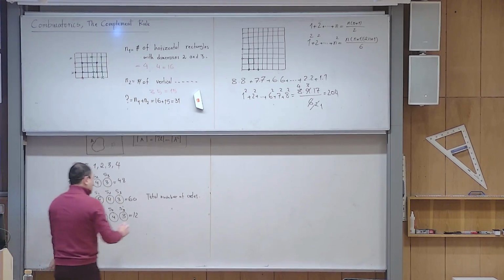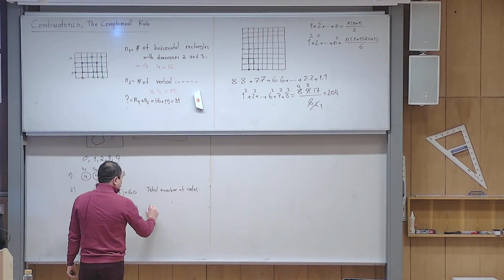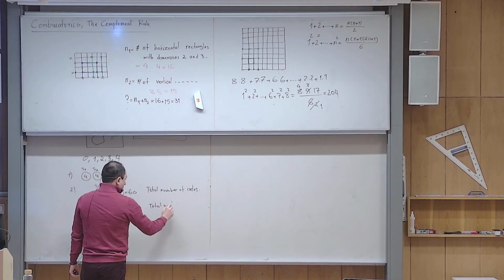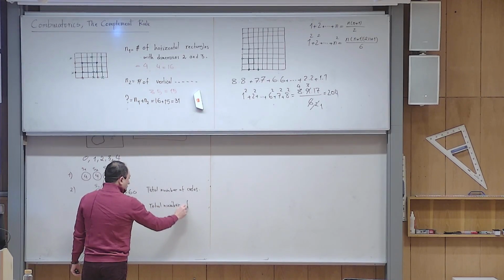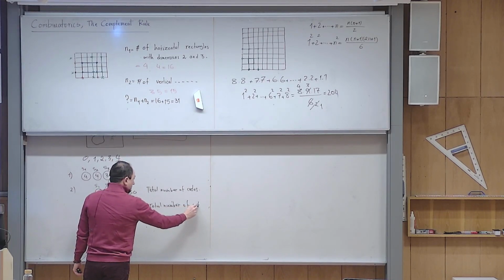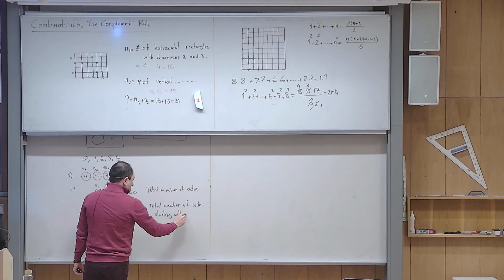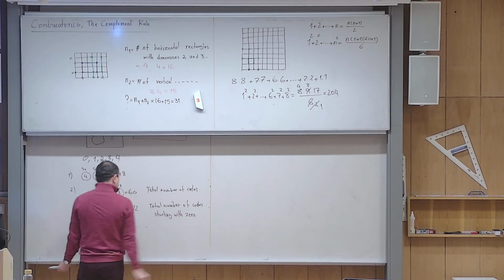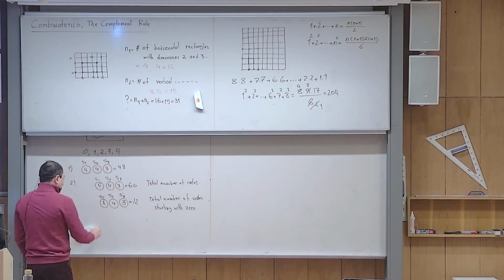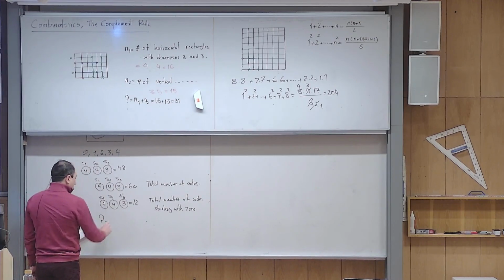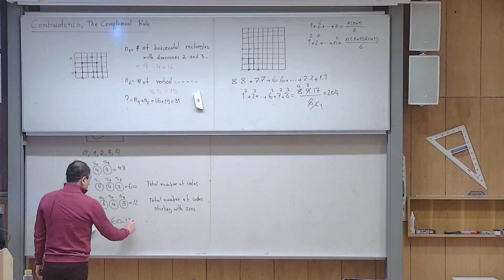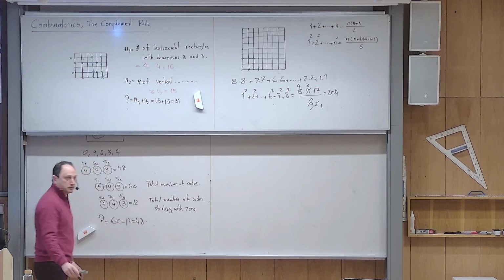So this is the total number of codes starting with a 0. With 0, okay? And then the question mark that I am interested in is 60 minus 12, and as you see, I really get the same answer, 48.